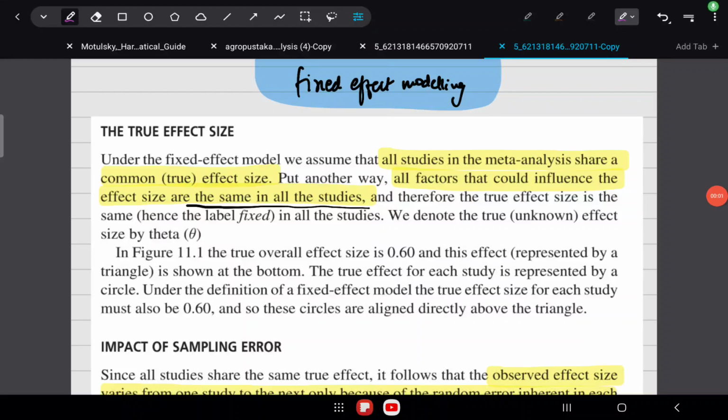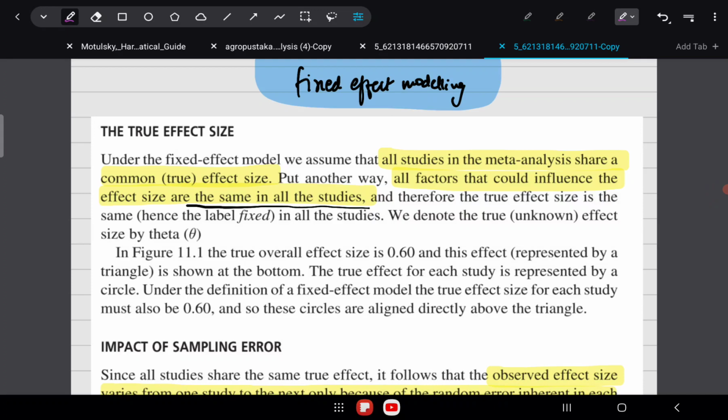Hello everyone. In this discussion, we'll talk about the basic differences between fixed effect and random effect modeling. We have already discussed some examples of how to compute summary effect in fixed effect modeling in one of the previous videos that I've made. But in this video, I want to re-emphasize the basic differences between fixed and random effect modeling, how we interpret the summary effect of fixed and random effect modeling, as well as some of the basic differences between them.